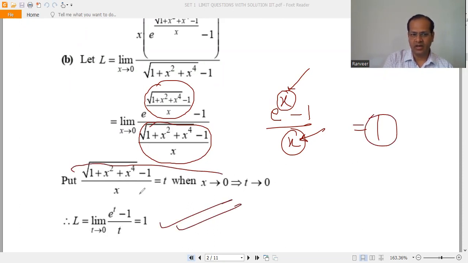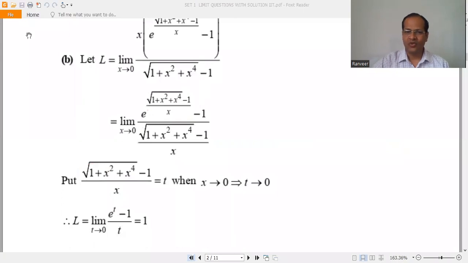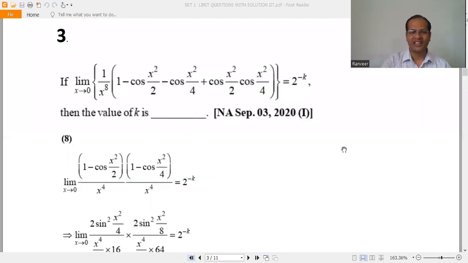So this is not required to be done directly; you have to understand the formula, and this is directly 1. So in this way you have to think. Questions are simple, but they mixed a lot of things, so it is looking complicated. That's it. Now question number 3.